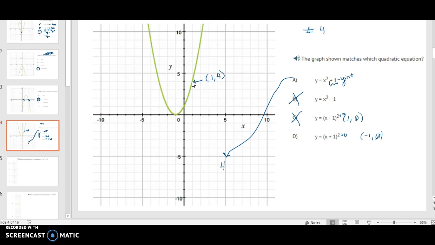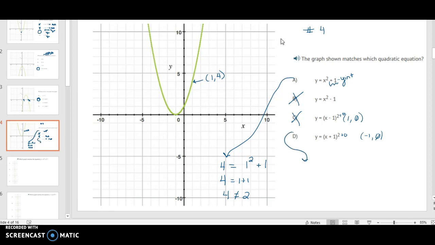If y is 4, will that be 1 squared plus 1? All I did was I changed that y to 4 and I changed that x to 1 because at that point, x is 1 and y is 4. So 4 equals 1 plus 1. 4 does not equal 2. That doesn't make sense. So let's try it with D.